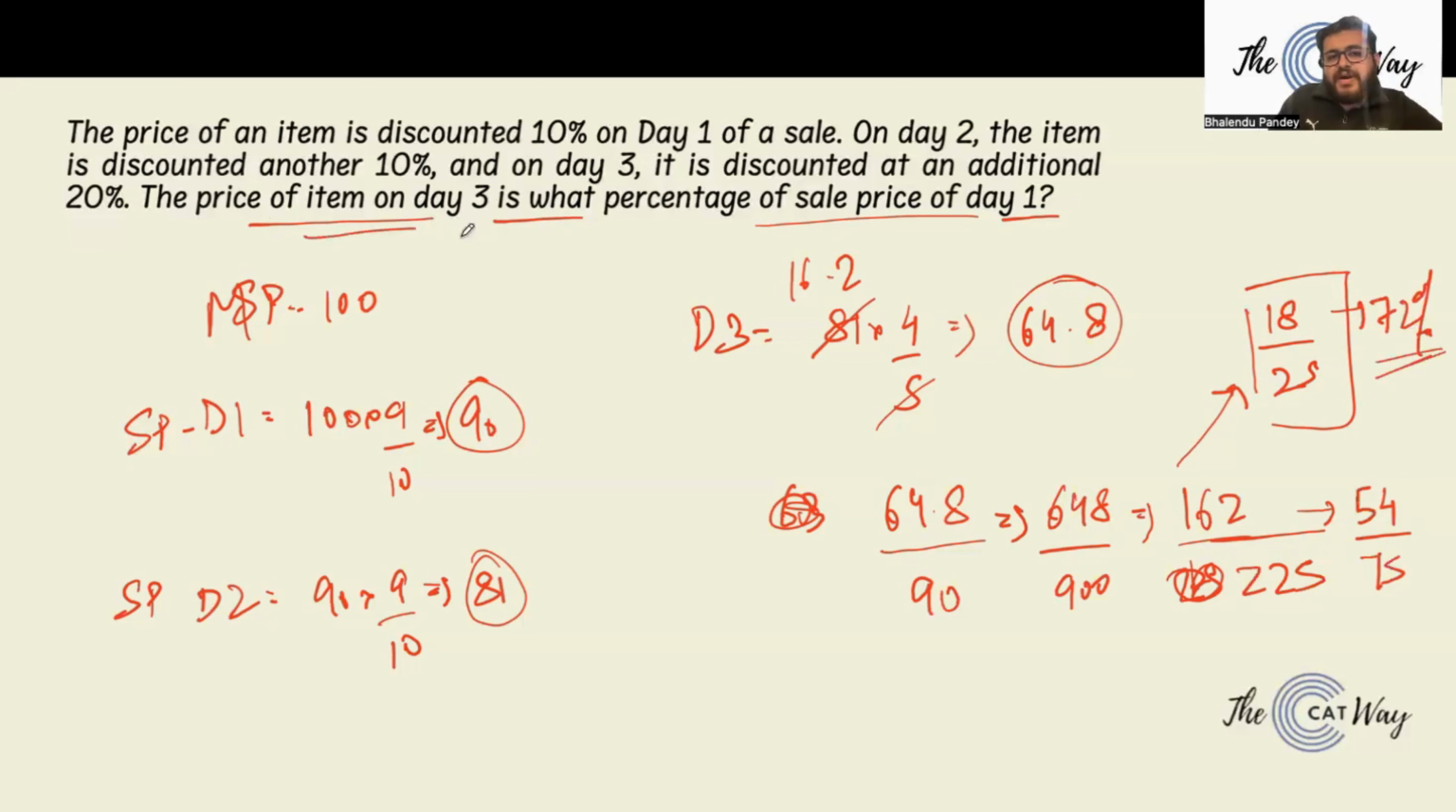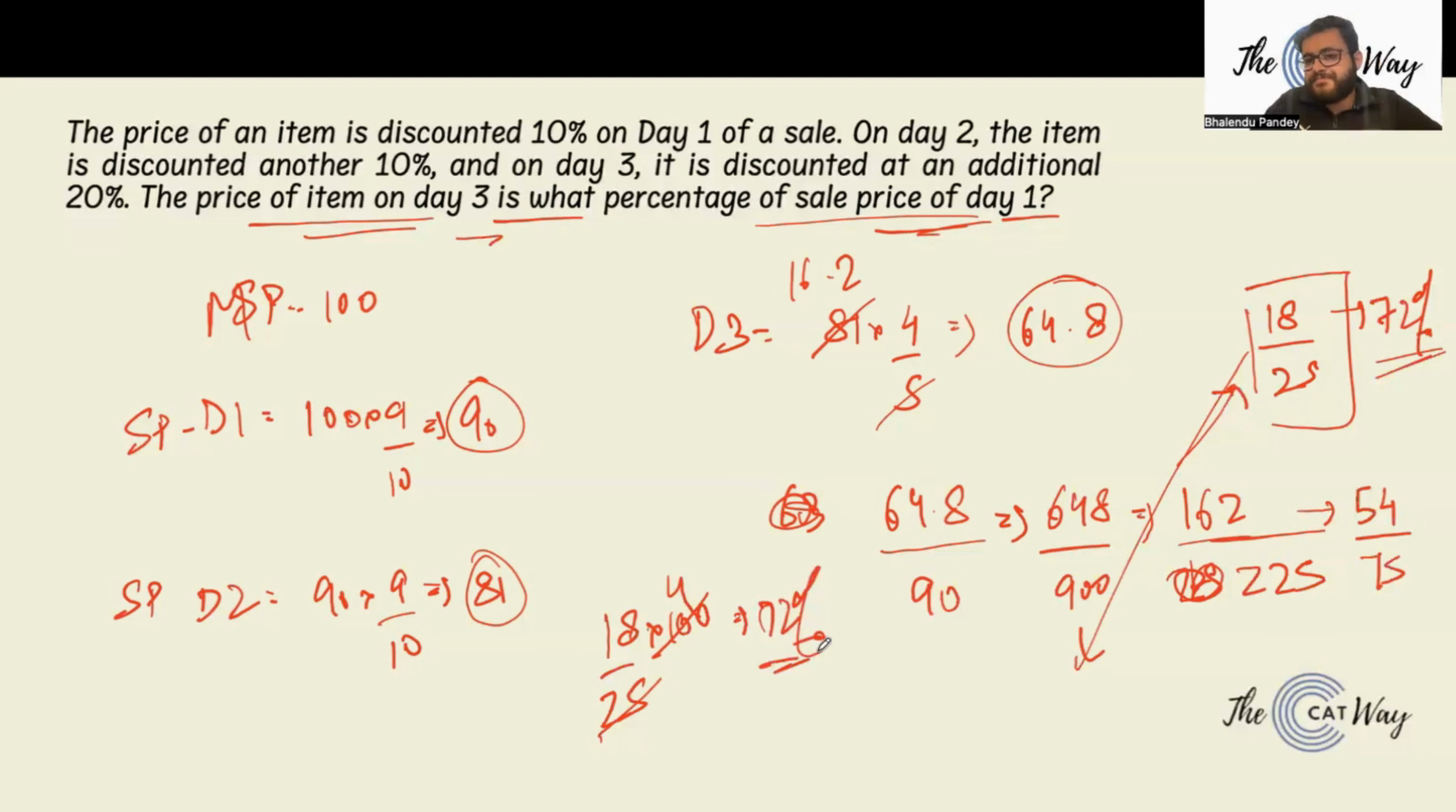So the price of item on day 3 is 72% of the price of item on day 1. That is your correct answer. And if some of you are unclear with how to do this, a very simple process: if 18 by 25 fractional value is not coming out, simply multiply with 100. This goes 4 times, 18 4 is 72%. Done. Right? So this is how you calculate. Okay. Let's move on to the next.